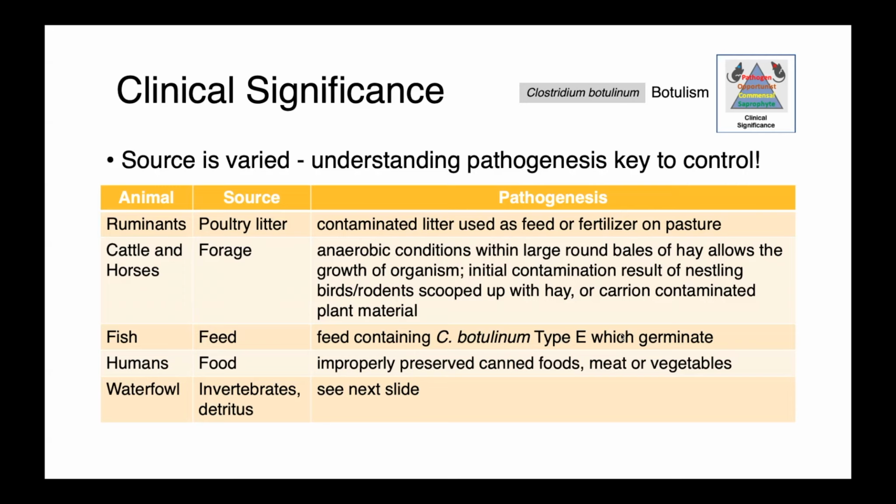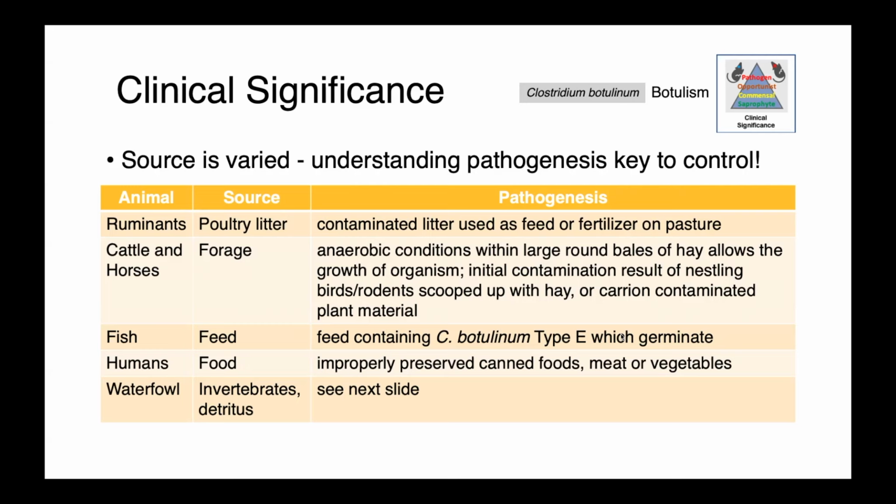And it's thought that the initial contamination of those round bales results from inadvertently scooping up nesting birds or potentially rodents when the hay is being baled in the field. There's also the possibility of carrion-contaminated plant material. So an animal dies in proximity to the feed and contaminates it with the toxin. In fish, we see feed containing Clostridium botulinum type E, which germinate in the feed, are then consumed. In people, it's primarily food associated: improperly preserved canned foods, meats, and vegetables.